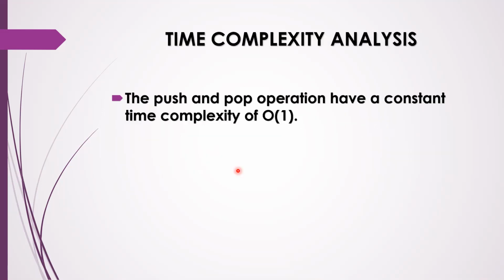Now for time complexity analysis, if you see the push and the pop operation, it has a constant time complexity of big O of 1. We can have a detailed session on algorithmic analysis, where I will tell you about theta, big O, and omega. All these are used to specify the best, worst, and average time complexity. We will also have a look at the space complexity. For now, just learn that push and pop operations in the stack have a constant time complexity, that is big O of 1.